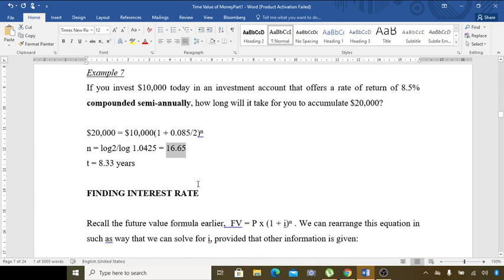And remember, finally, you have to solve for T. Since N equals to T times M, therefore T equals to 16.65 divided by your M. Your M is 2 because semi-annual compounding. So the time period now is 8.33 years.